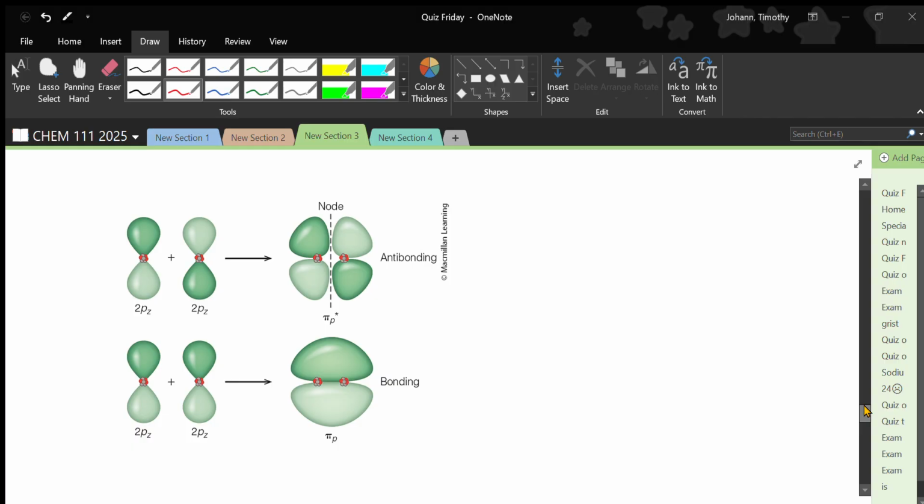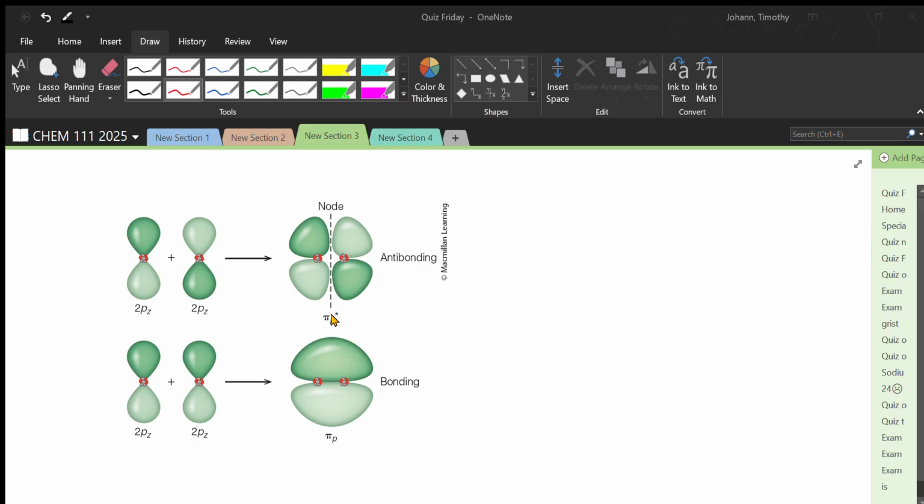That's where we're headed. Before we do that, I remembered that I had a movie for this. I want to show you a place where this is useful: what molecular orbital theory explains that our other theories do not.